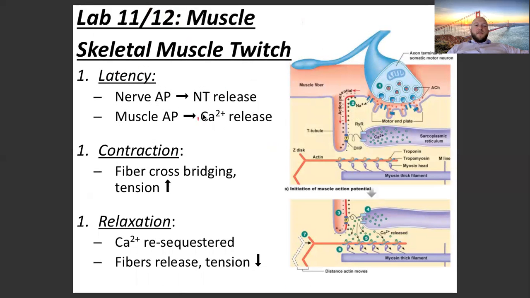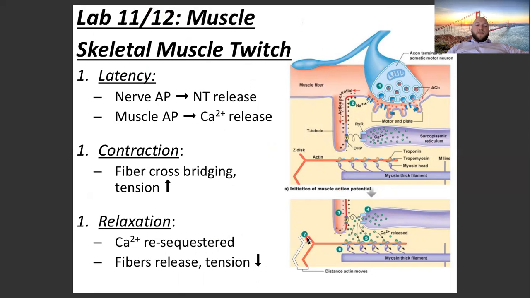So you can see right here at the latency period, we have the nerve sending the signal, the action potential, to the muscle, and it releases neurotransmitters, so chemical signals that are going to cause the muscle action potential to occur. When the muscle depolarizes enough for an action potential to occur, it's going to cause the sarcoplasmic reticulum to release calcium. When calcium is released in the cytoplasm, it's going to cause the actin and myosin filaments to form cross bridges, which is what generates the force within the muscle cell.